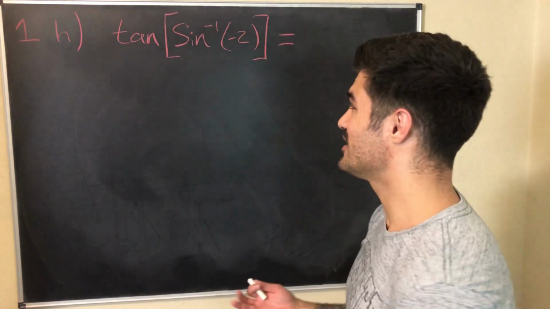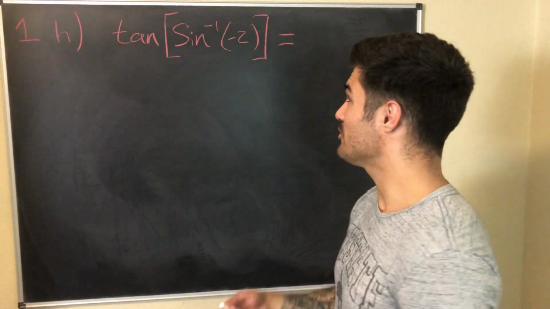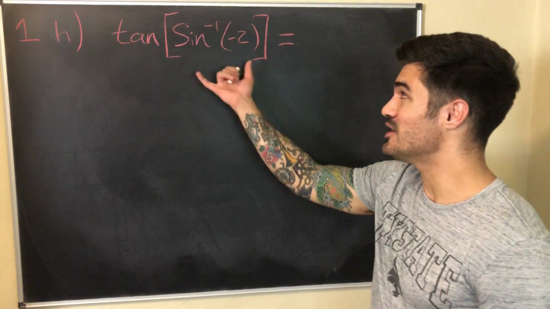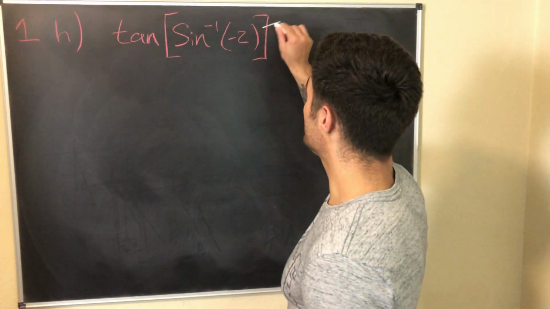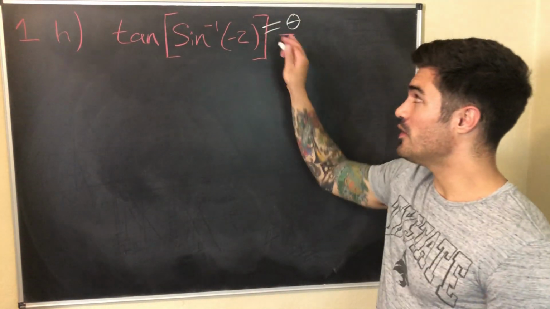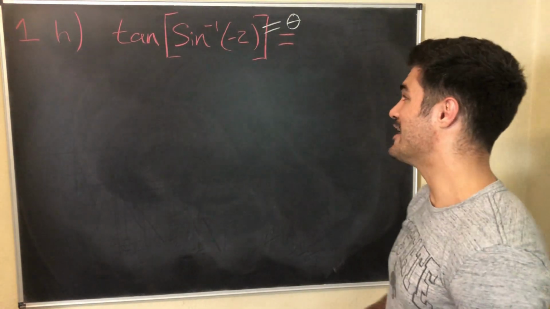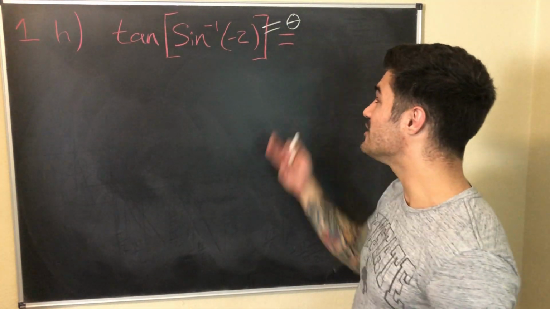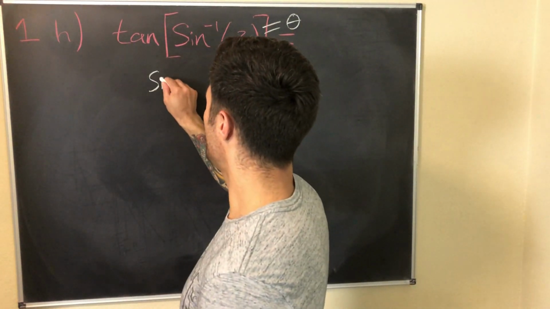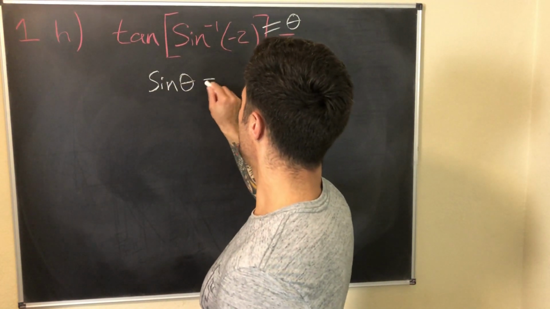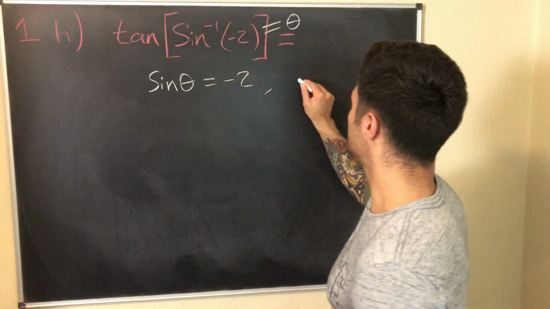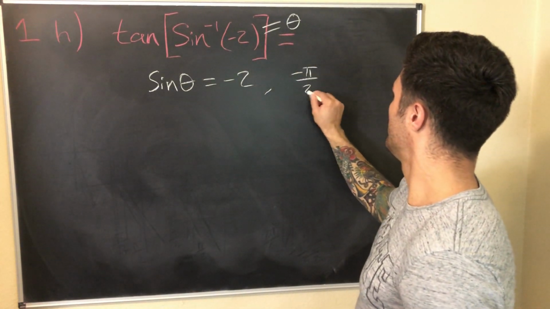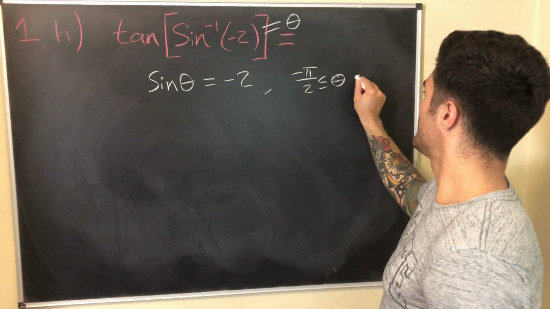All right, so this next example is similar to the last example. We're going to work it out the same way. We're going to start with this inner function because we know that this is going to give us some angle. So we're going to find out what that angle is and then take the tangent of that angle. So I'm going to rewrite this sine inverse of negative 2 equals theta as the sine of what angle equals negative 2. And remember, this angle has to be in the range of sine inverse.